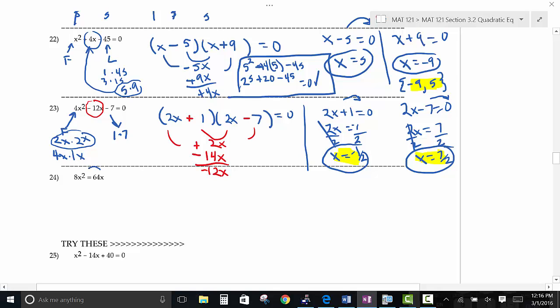So I'm going to move the 64 to this side so that I will get 8x squared minus 64x equals 0. So that's how you must start problems like that. Now, how do you factor something like this? This is not a 2 parentheses situation. What is it? Completing the square?